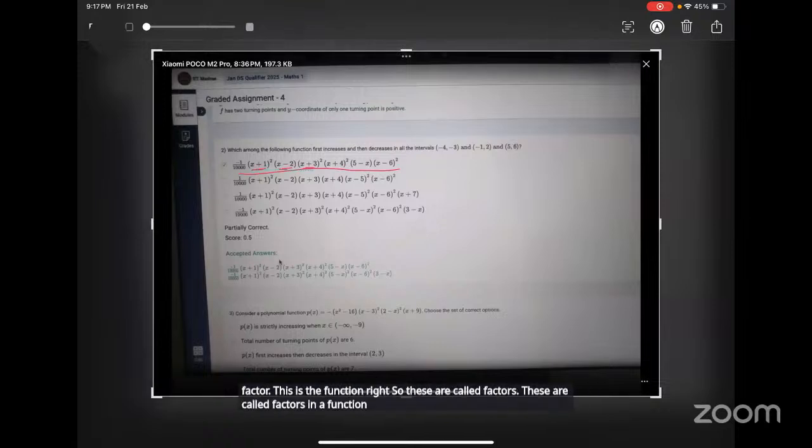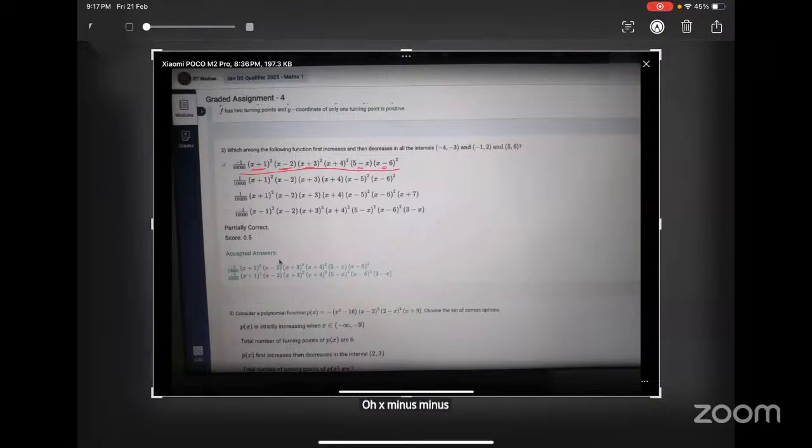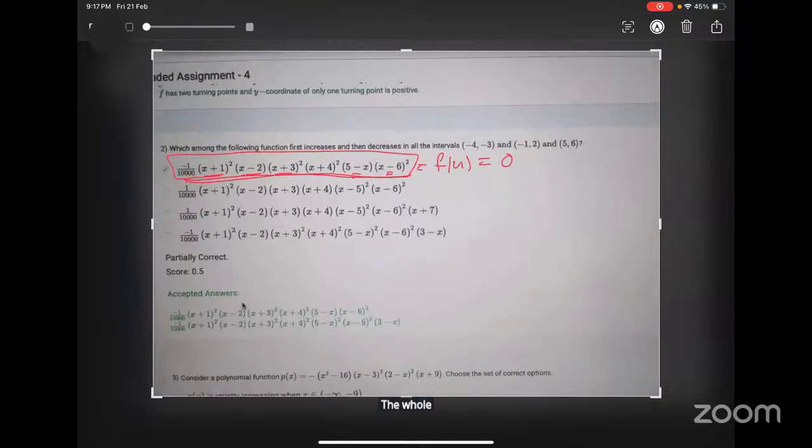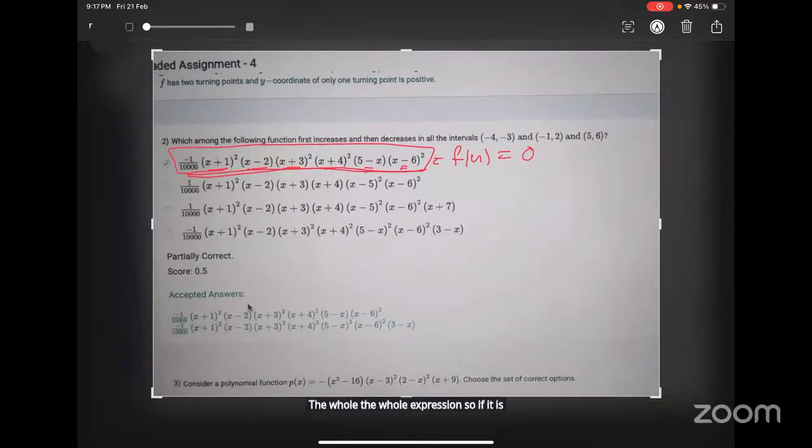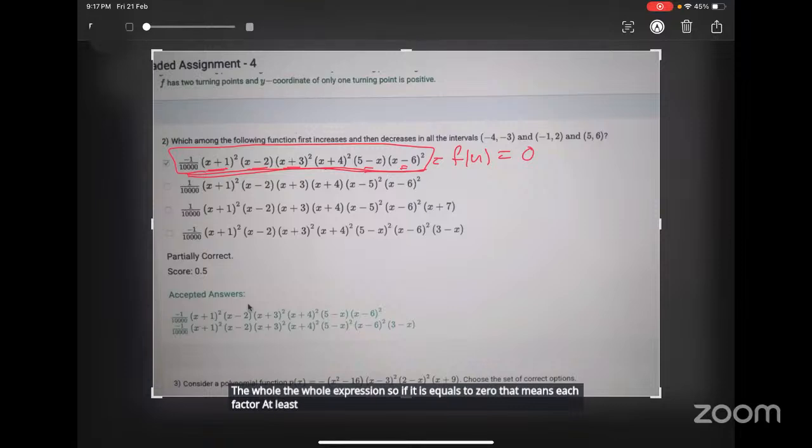Suppose this is our equation f, okay? And we want to calculate the root. That means we will equate it with 0. x plus 1 equal to 0 means x is equal to minus 1. That will be the root. That means the whole expression will be equal to 0, right? So if it is equal to 0, then at least one of the factors will be 0. Correct.